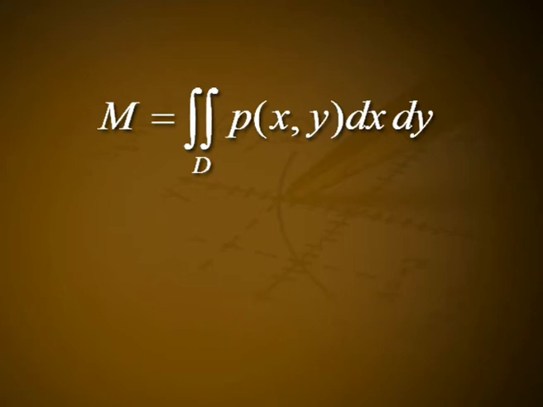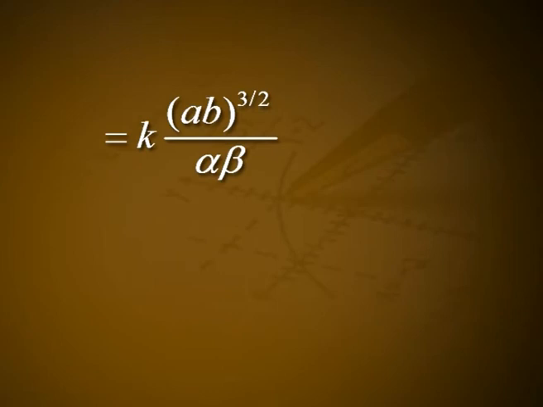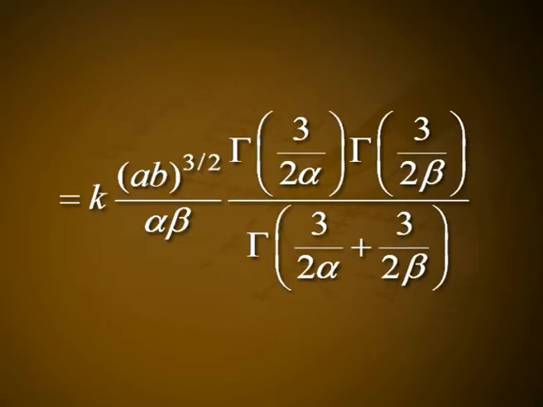Now, the total mass m contained in the plane region A is m = double integral over D of ρ(x,y) dx dy, which is equal to the double integral over D of k√(xy) dx dy, which is equal to k (ab)^(3/2)/(αβ) times the double integral over D* of x^(3α/2 − 1) y^(3β/2 − 1) dx dy, which is equal to k (ab)^(3/2)/(αβ) times Γ(3α/2) Γ(3β/2) / Γ(3α/2 + 3β/2).